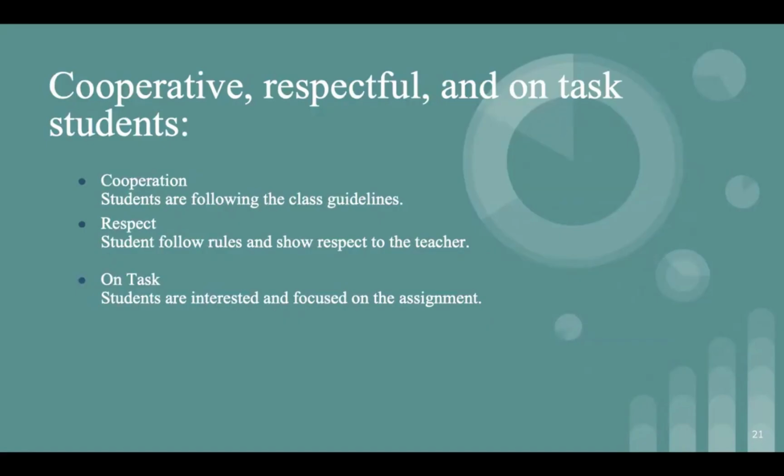Cooperative, respectful, and on task students. What do you expect from the students? If you want them to be cooperative or respectful, and you want the students of your class always on task. So, cooperation: students are following the class guidelines, so they're cooperating with you. Respect: students follow rules and show respect to the teacher. So everything comes from you.